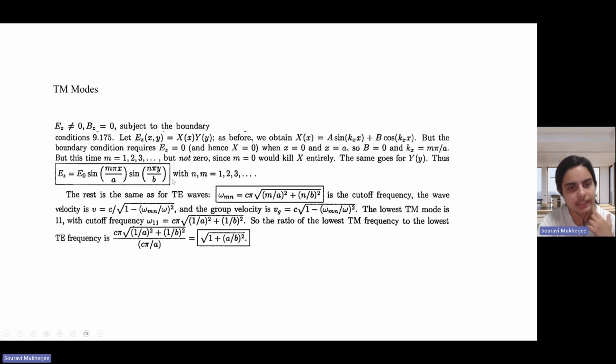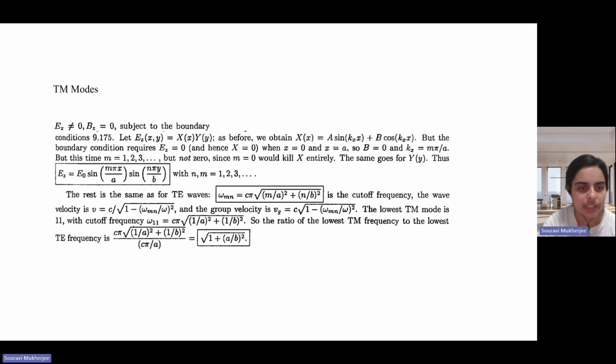And from here, you can see that the lowest mode corresponds to when n and m both equal 1 and not 0, okay? So 1 is the smallest mode for the TM modes, okay? And from here, you can also find the cutoff frequency, which is similar to how you do it for the TE modes. So these things were something which we had discussed previously.